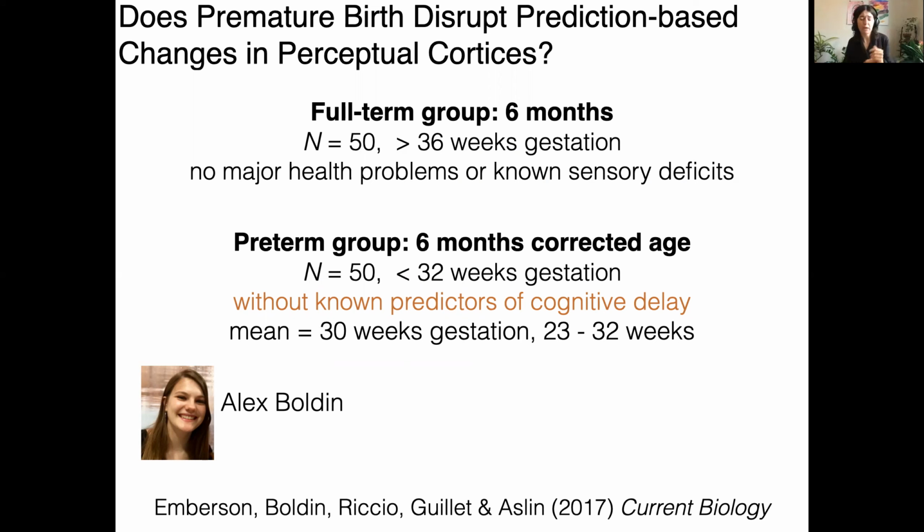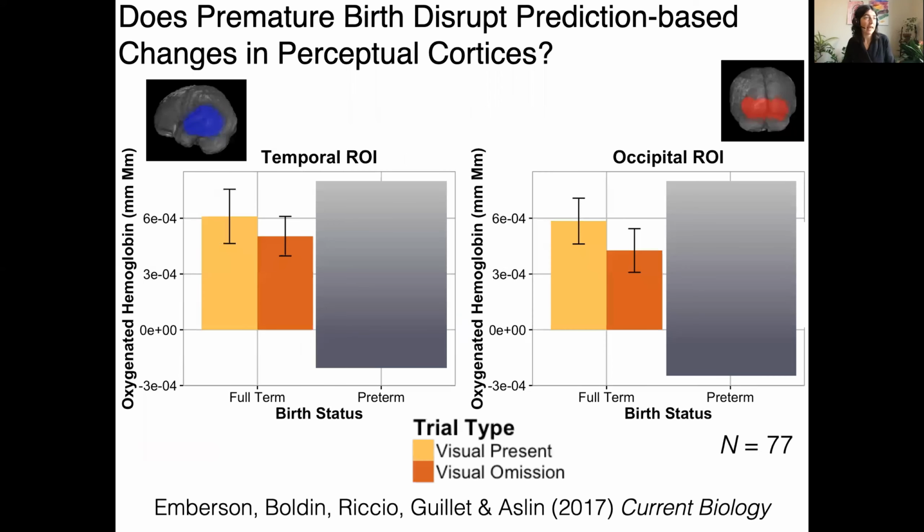And this is work I did with one of my wonderful full-time research staff members, Alex Boulding. And this, incidentally, is also using the same paradigm that we started with, where babies hear the sound and they see the visual event. And they see that 80% of the time, and then 20% of the time, we play the sound without the visual event. So that's the same paradigm. We just have a preterm group now added. And we also have the same 2 regions of interest. On the left, you can see the temporal lobe, and on the right, you can see the occipital lobe.